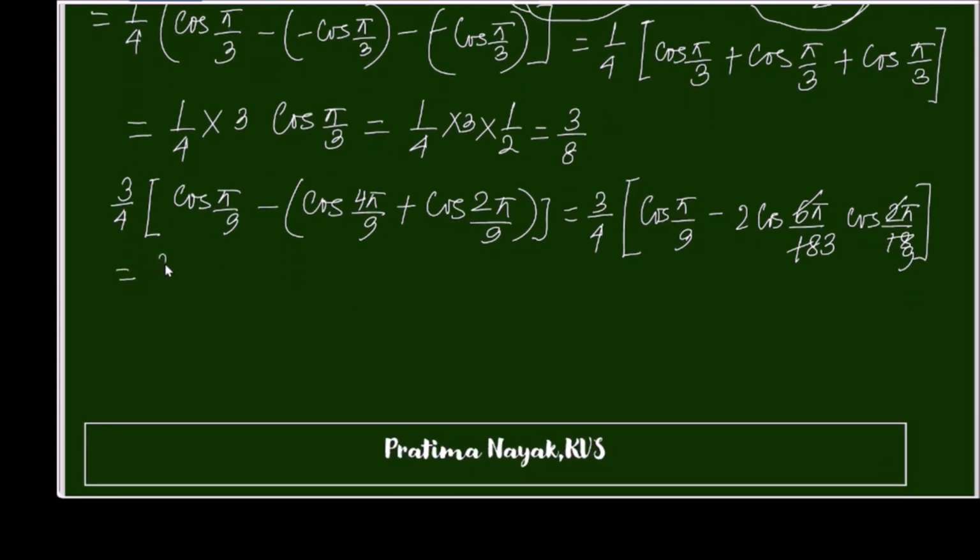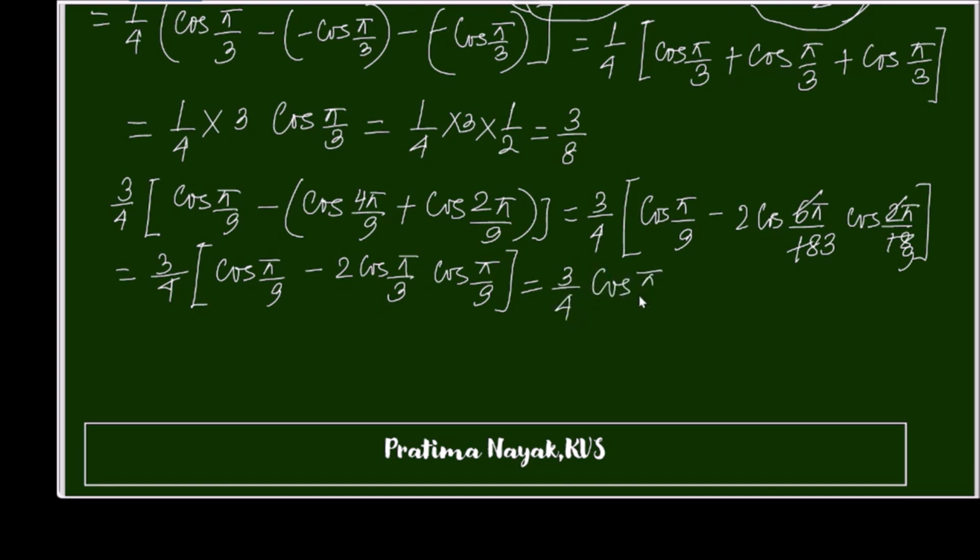This is equal to 3 by 4 cos pi by 9 minus 2 cos pi by 3 into cos pi by 9. So cos pi by 9, I'll take common from both the terms. Cos pi by 9, no need of taking common. Pi by 9, this 2 pi by 3 will be half.